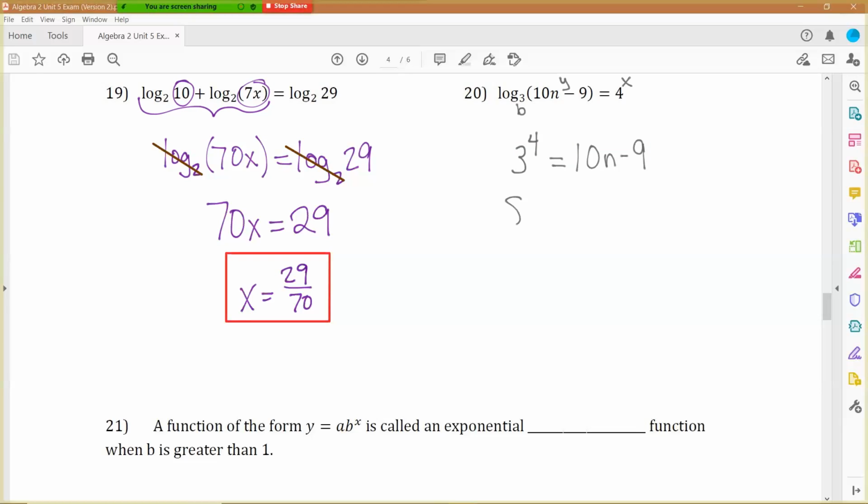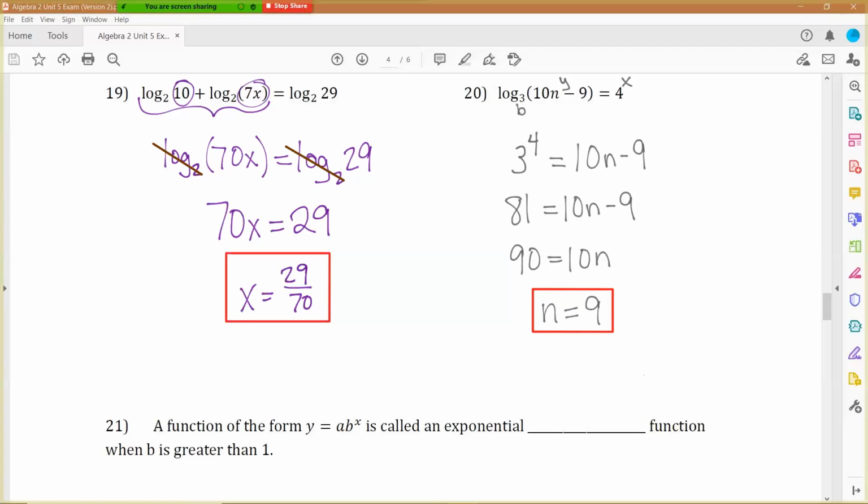3 to the 4th power is 81. So 81 equals 10n minus 9. Add 9 to both sides. So 90 equals 10n. Divide by 10, and n equals 9. So really not that hard once you get past that initial step of rewriting it in exponential form, because your brain is converted to canceling logs out for the last three problems. You gotta watch it. So both of these were 3 points apiece.